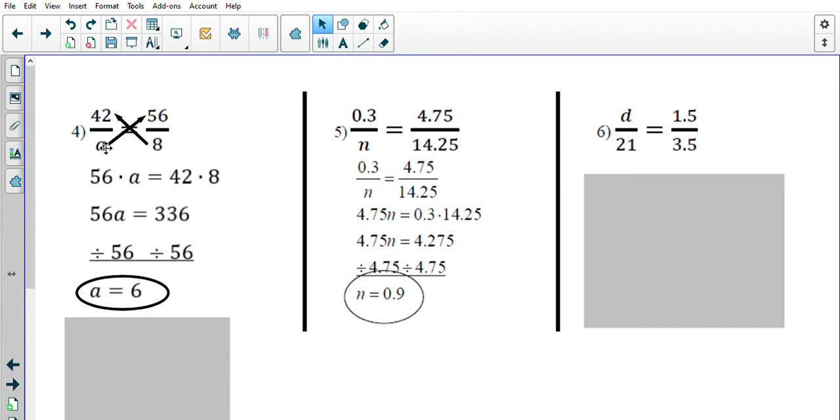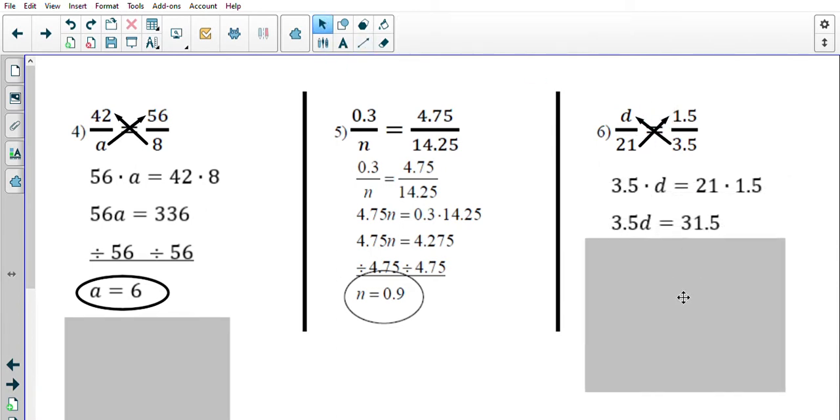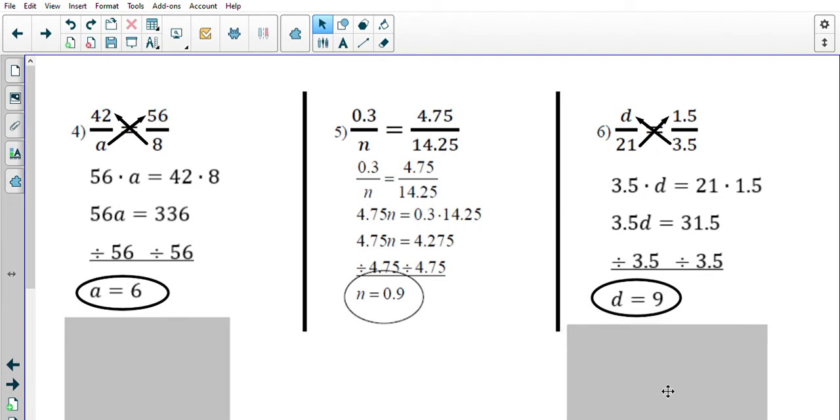You do notice, though, when we get to number 5, we've got some decimals. So that's where things get a little bit trickier and where it does benefit us to use cross multiplication. So let's do number 6. I'm not going to read through number 5. Feel free to look at it on your own if you need to. So let's do 3.5 times d and 21 times 1.5. That will get us 3.5d equals 31.5. Divide both sides by 3.5. And we get a solution of d equals 9.